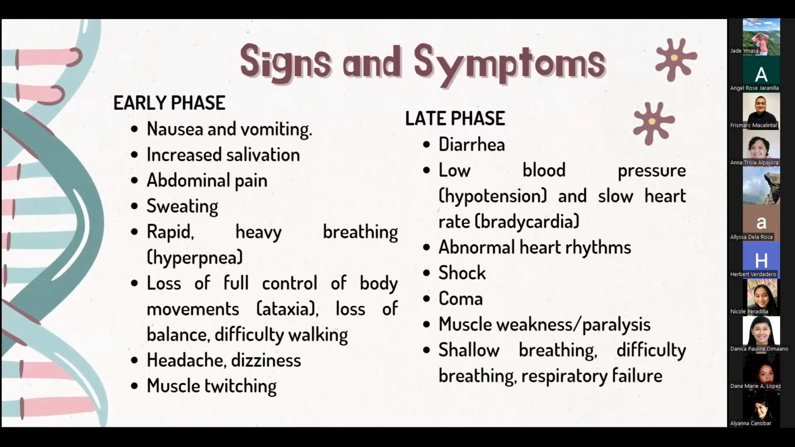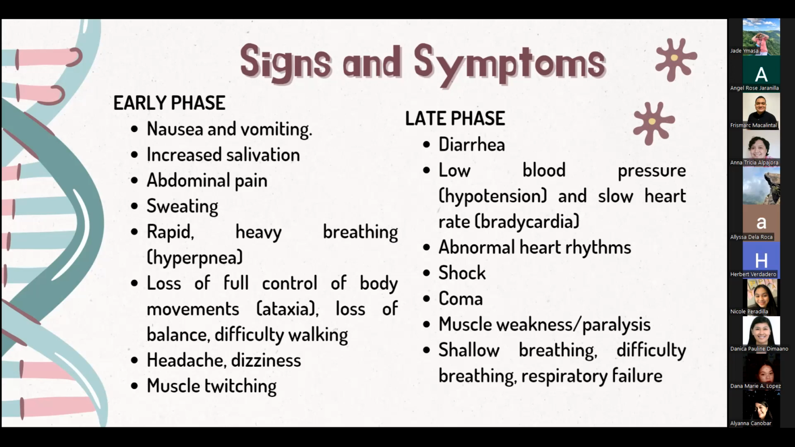So for the signs and symptoms of a person who suffers from nicotine poisoning, in the early phase, he may experience nausea and vomiting, which occurs in more than 50% of people with symptoms of nicotine poisoning. And second, we have increased salivation as well as abdominal pain, sweating, rapid heavy breathing or hyperpnea, as well as loss of full control of body movements or ataxia, loss of balance, and difficulty walking. We also have headache and dizziness, as well as muscle twitching.